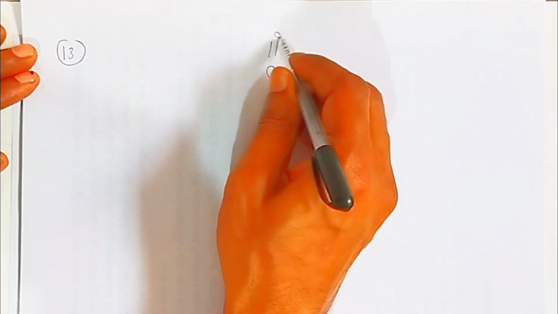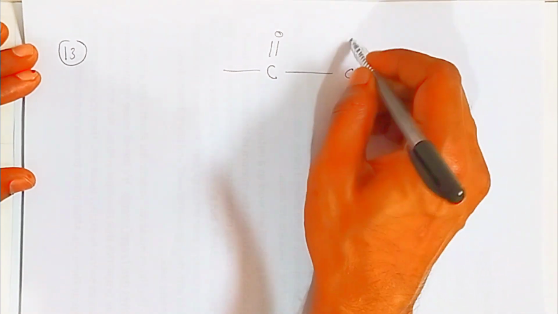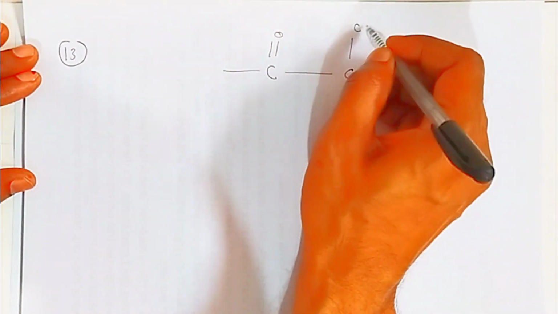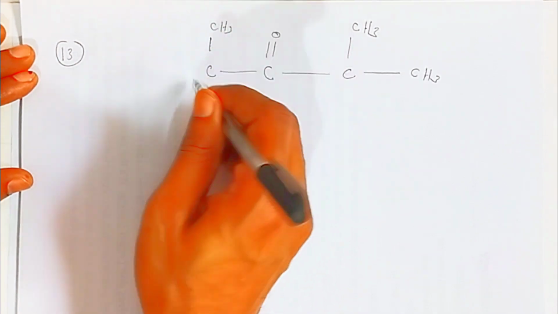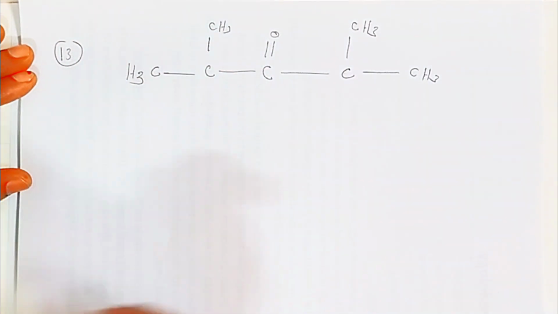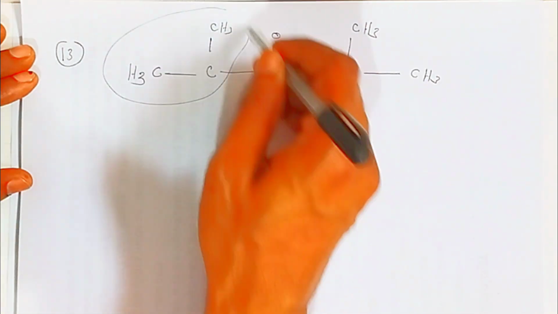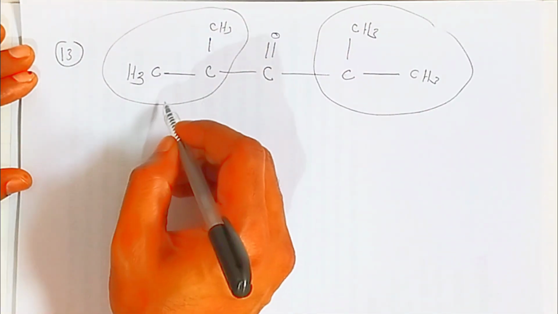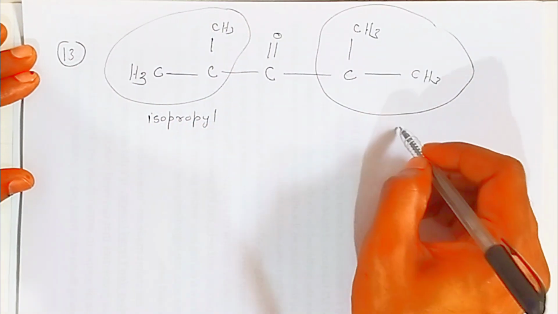This is the carbonyl, students. On this side, which type of alkyl is attached? Here, students, alkyl is attached. Here also you have alkyl, but which type of alkyl is attached here? That is very important. Both the valencies are occupied by alkyl. So this is the alkyl, but it is called isopropyl. Which type of alkyl? Isopropyl. This is also isopropyl.